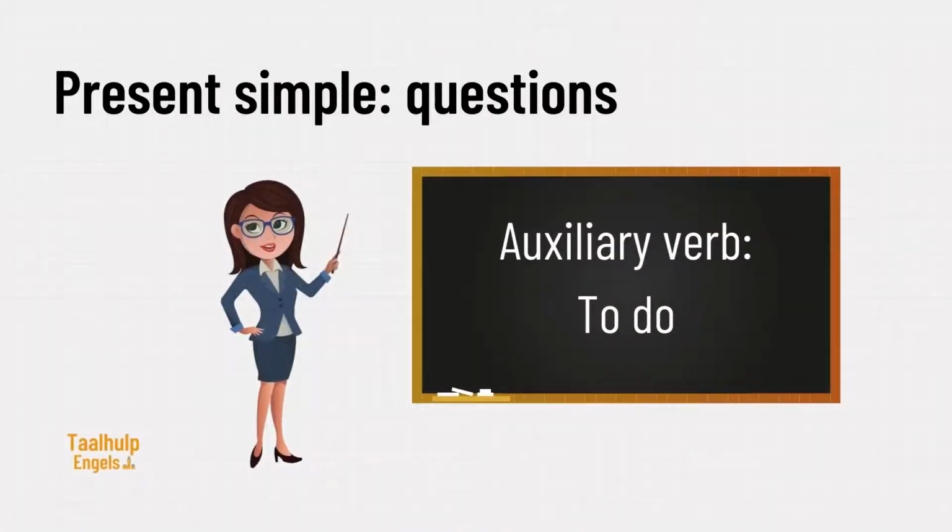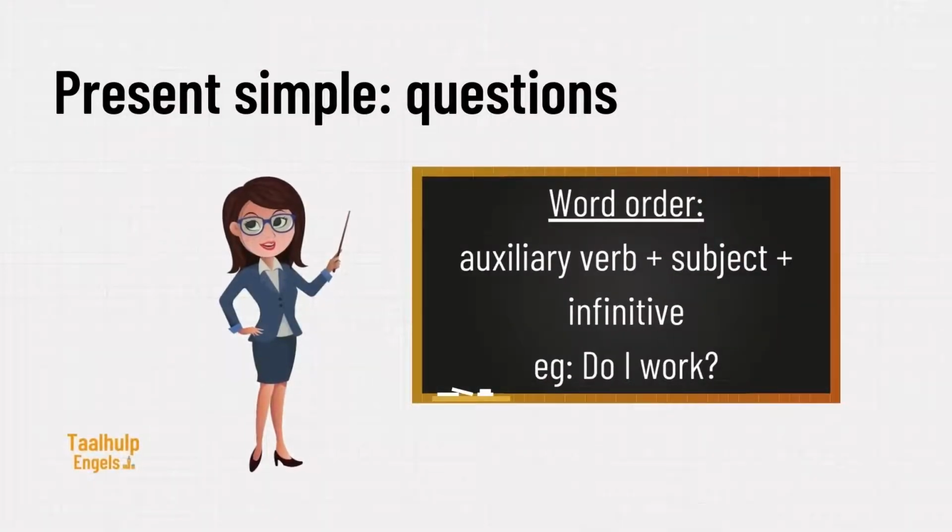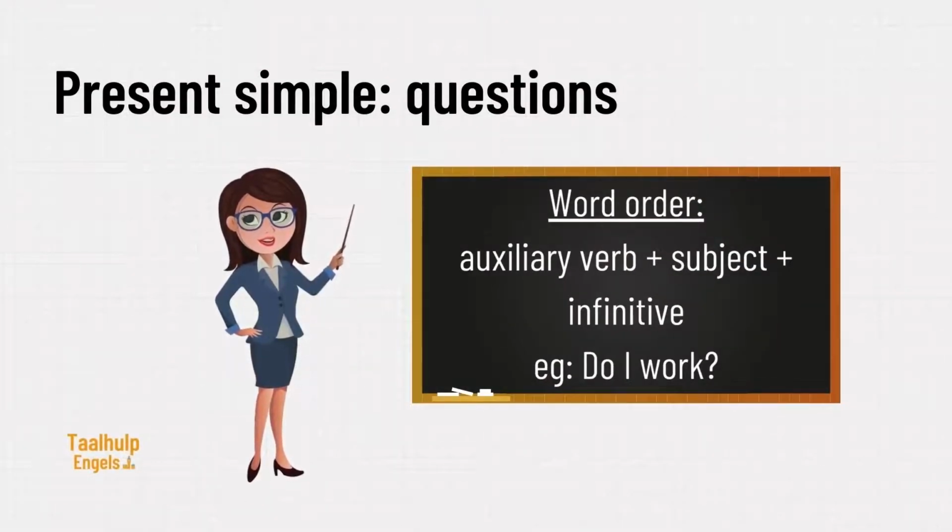Forming questions in the present simple is similar to negative sentences. You also need the auxiliary verb to do. The word order in questions in the present simple is auxiliary verb, subject, and infinitive. For example, do I work?